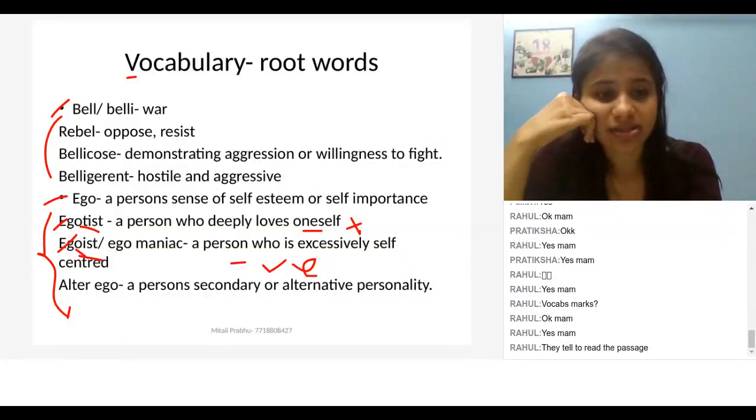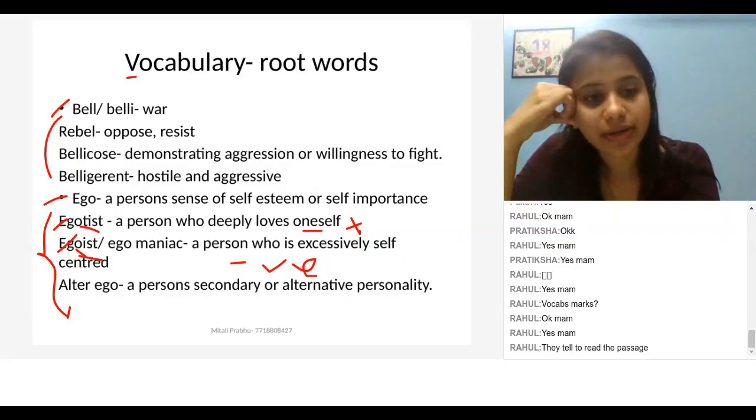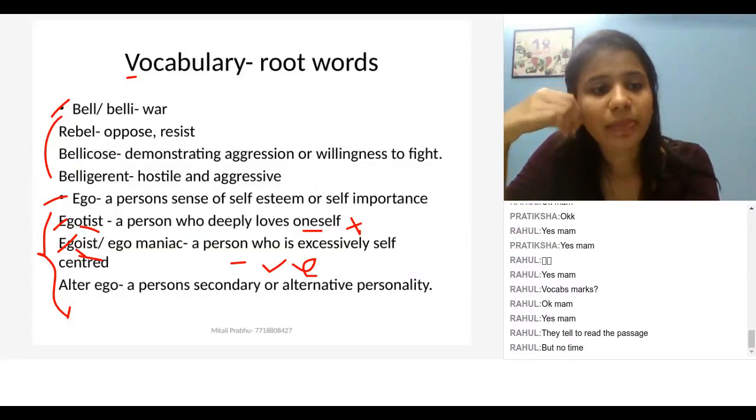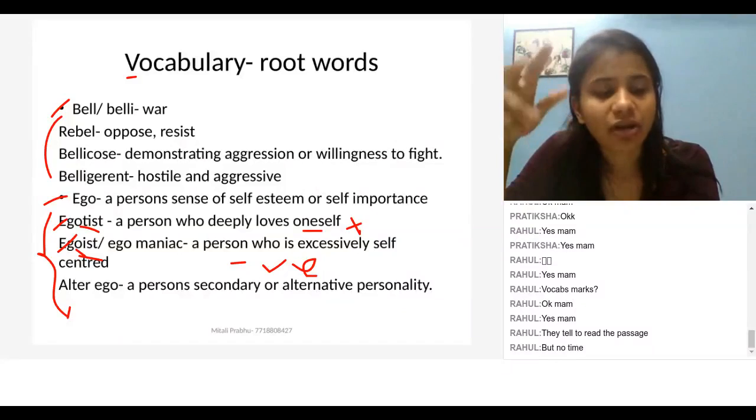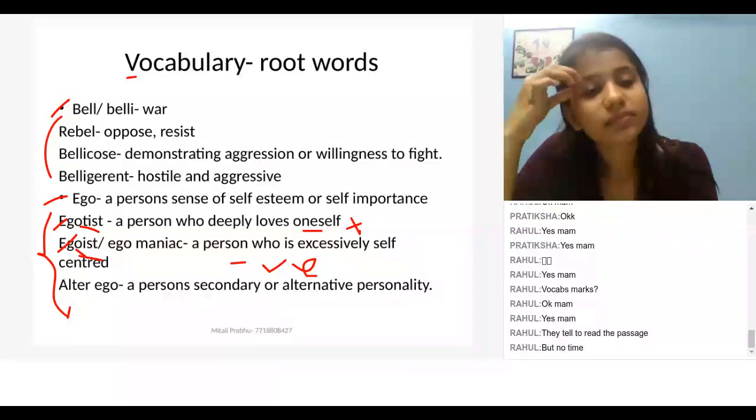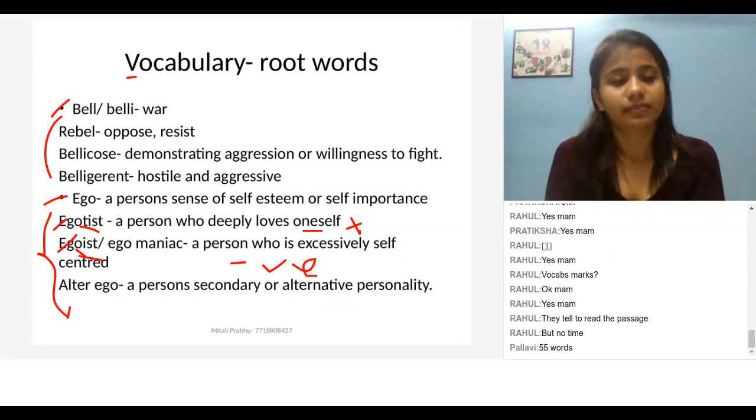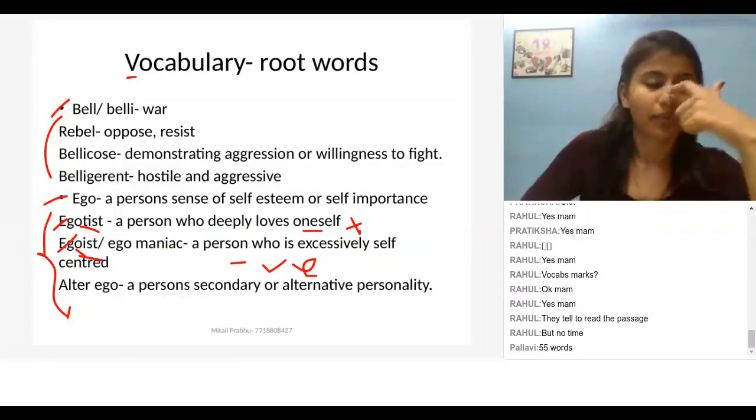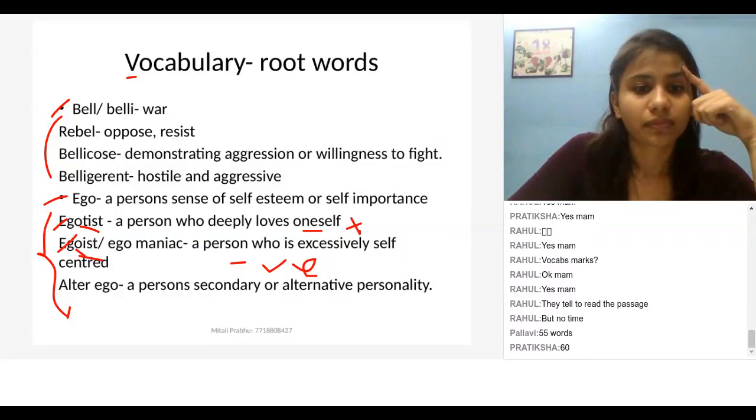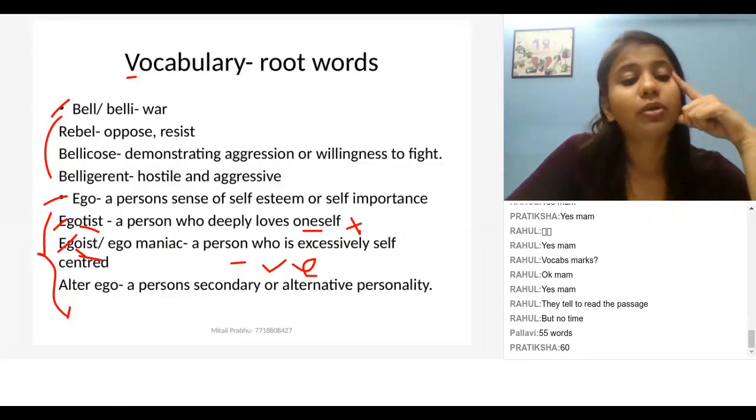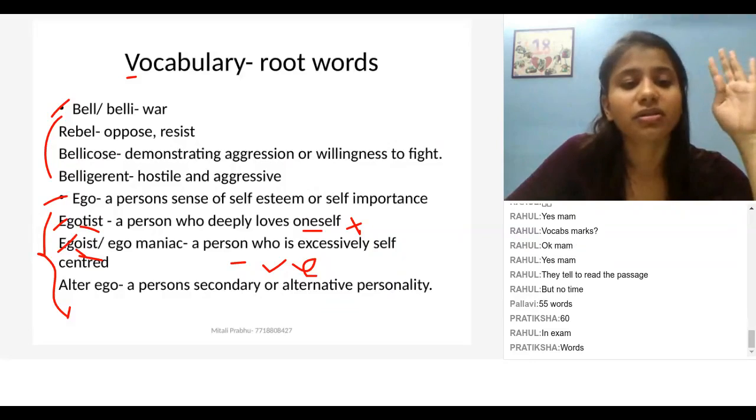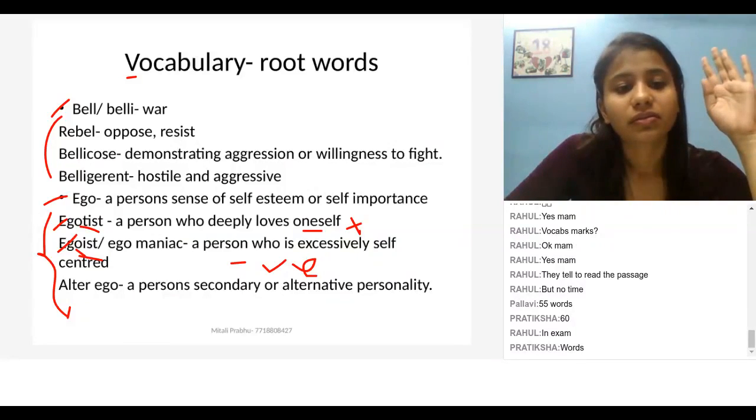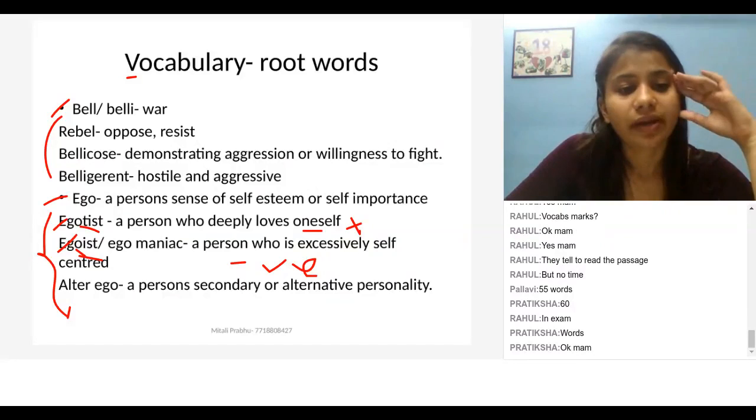Yeah, they tell you to read the passage. You have passage reading also, right? How many of you, like Pratiksha, Pallavi, have you all done vocabulary? Or do you all want me to post like 10 words every morning in that group?